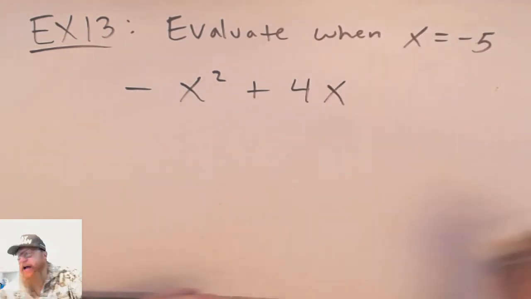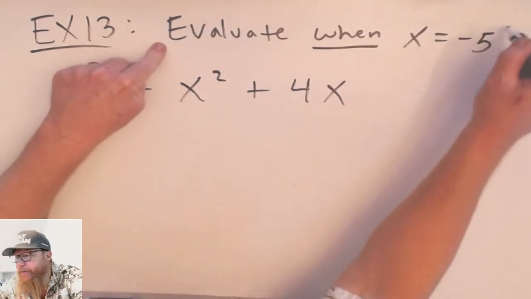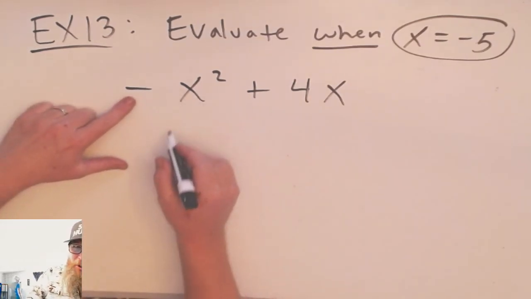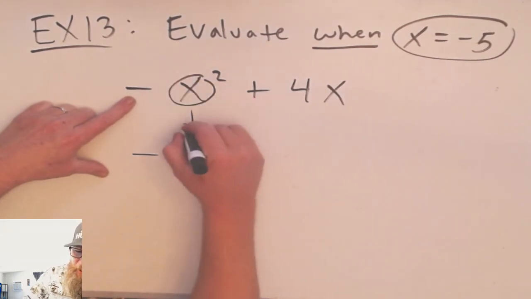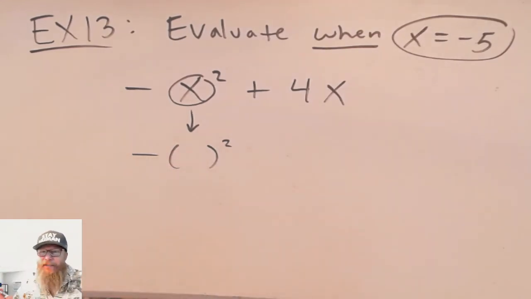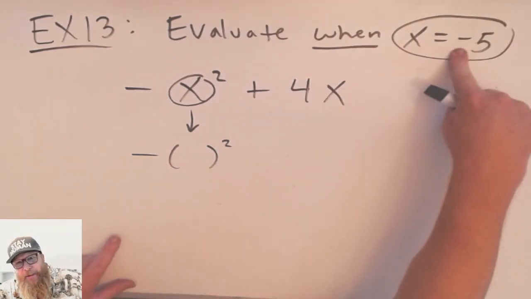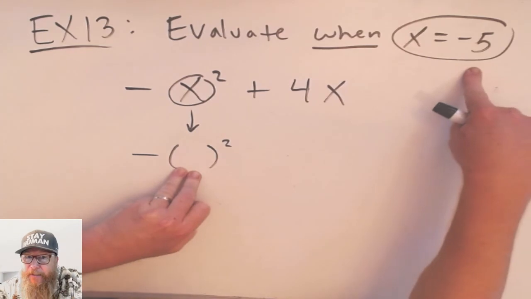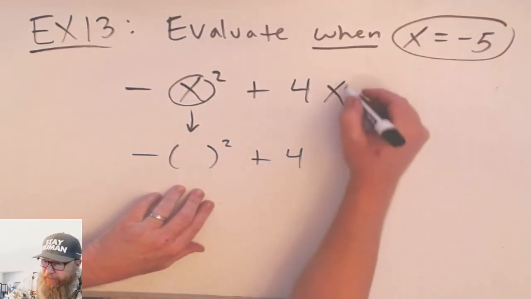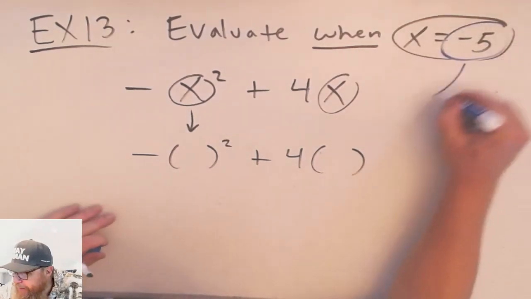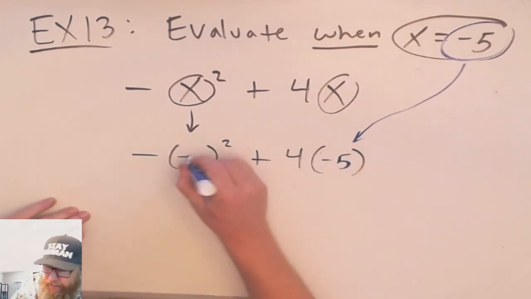So this is a different type of evaluating. This is an evaluating when you're given a value. Be very, very careful. I've said that 100 times in this lesson. Remove the variable and put parentheses, but do not put the negative inside the parentheses because that's this value. The parentheses represent this value, which is in fact negative, and it probably will be in this lesson. And then remove the variable here and put an empty set of parentheses. And now fill in the value with the given value of negative 5.